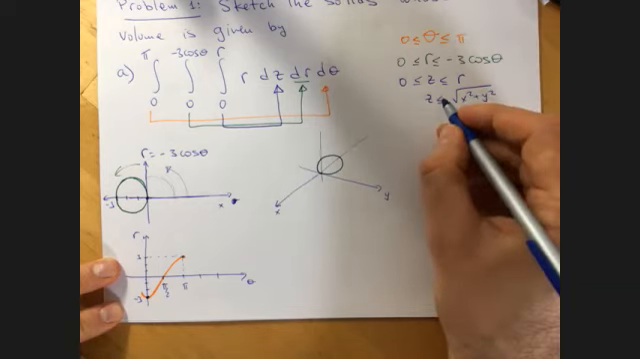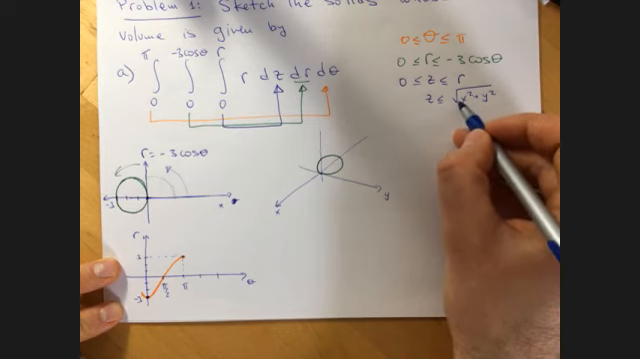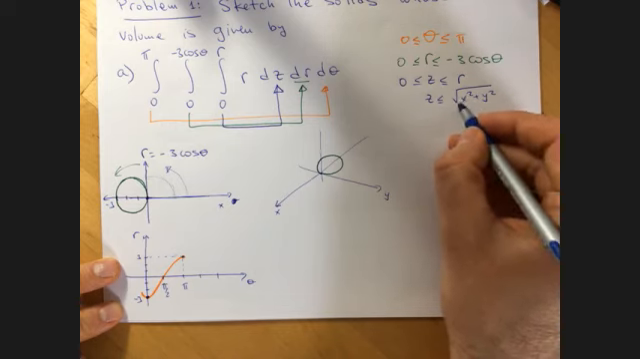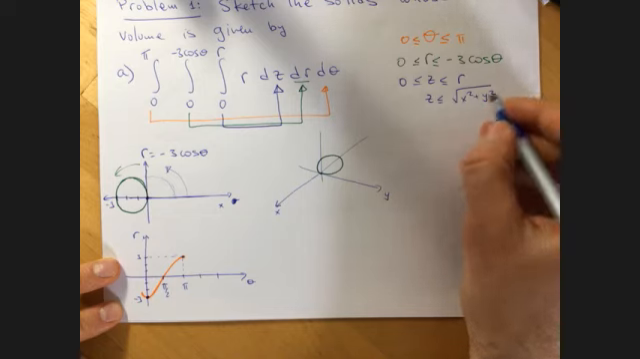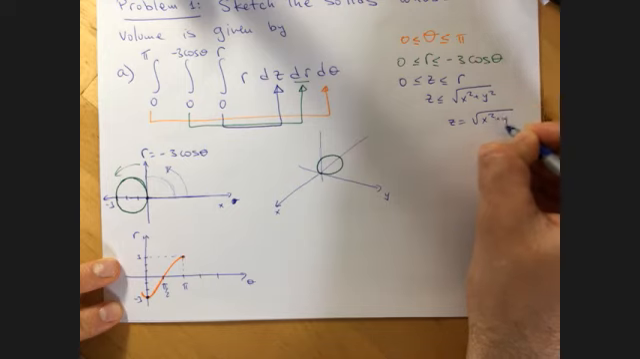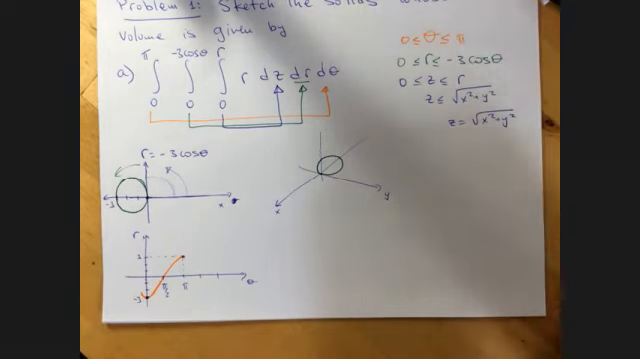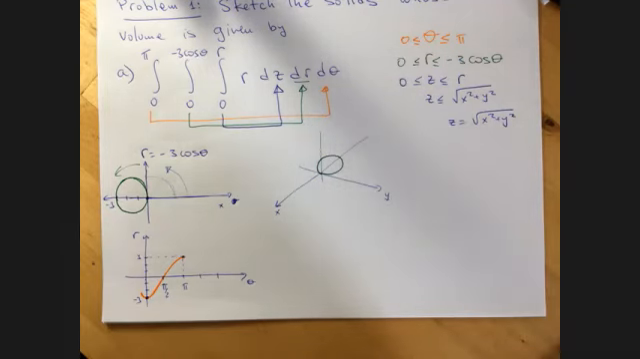Okay, so this means that z is bounded above by the surface represented by square root of x squared plus y squared. Well, what is this? Who is going to tell me? We keep on seeing this over and over. What is this? Isn't that a cone? It's a cone, right?